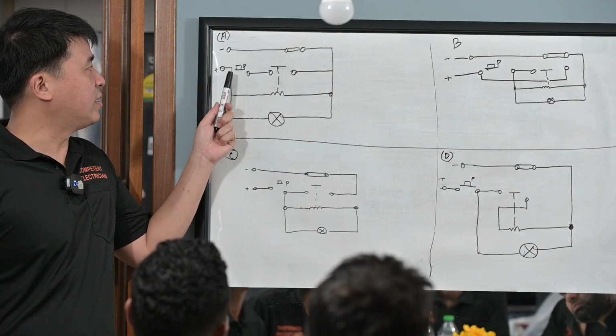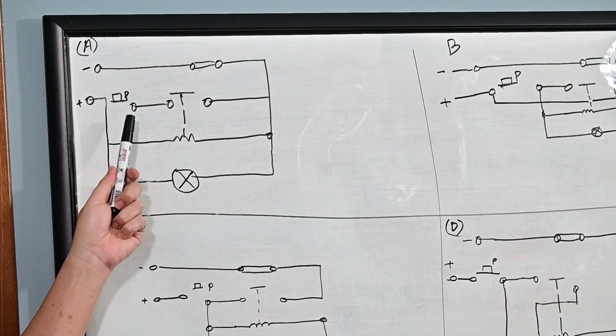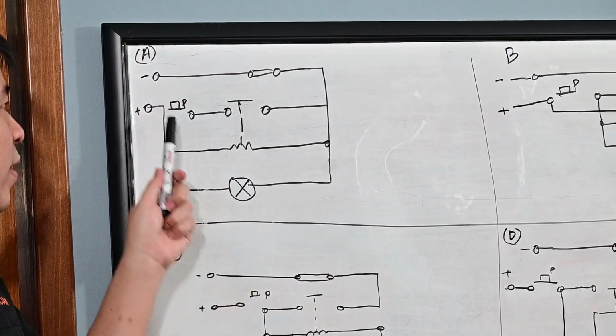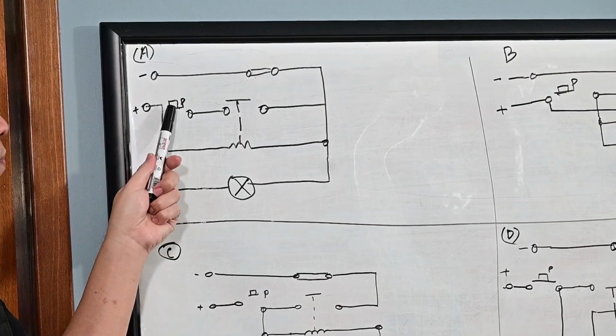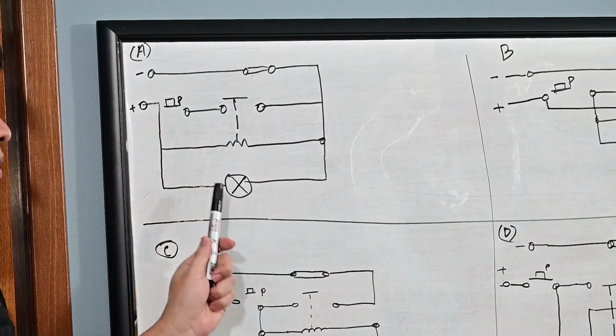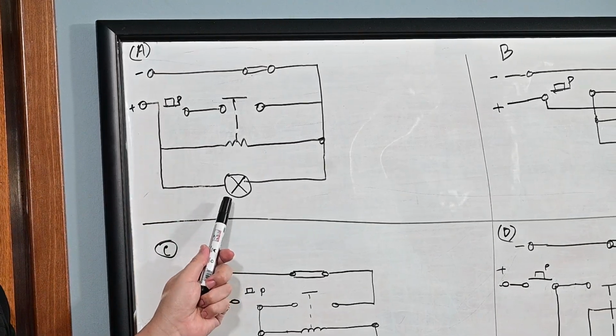The question is, when I press P, this bulb will light up. When I release, that means I let go, the button will spring up. Once the button springs up, the light bulb must still be lighted.